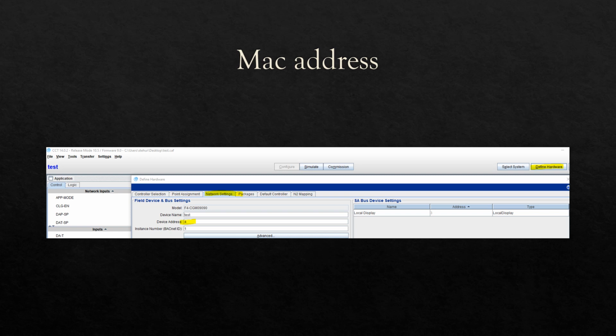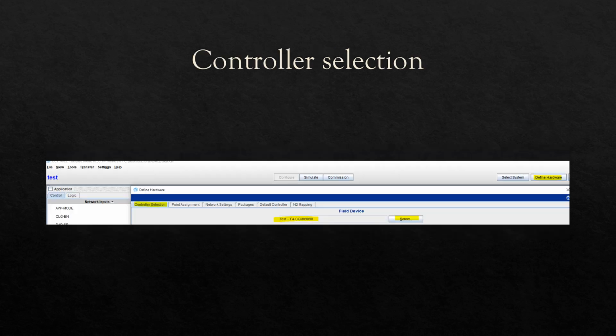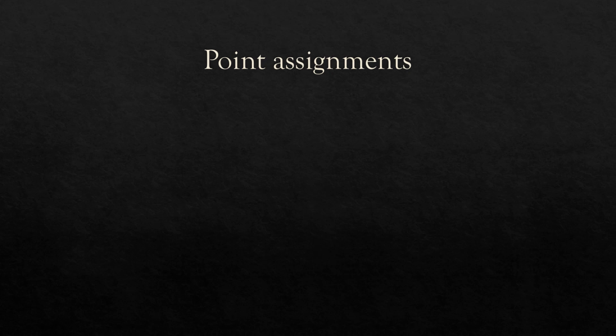MAC address. So go to define hardware, network settings, that's where the MAC address is. Controller selection, right there in the field devices, define hardware, the very first thing that you look at on the very top of the screen is field devices. And as you see, this one is an F4 CGM 9090. Obviously, if I was trying to load a 4060, it's not going to work because it's incompatible. So I'd have to go in there and select that and choose the F4 CGM 4060.